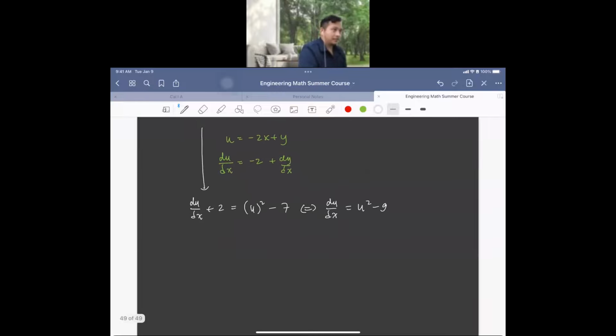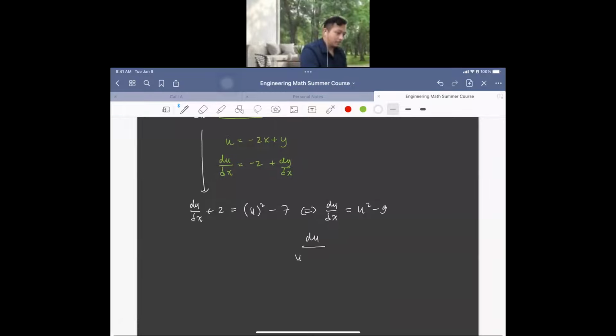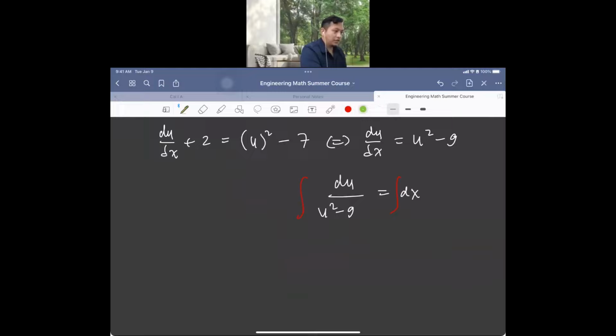Okay, now we can take this du over u squared minus 9 equals dx, and we can integrate. Now again, this is something that I think might appear several times for a while in differential equations, that you need maybe a partial fraction to solve. Right? So let's factor this out.